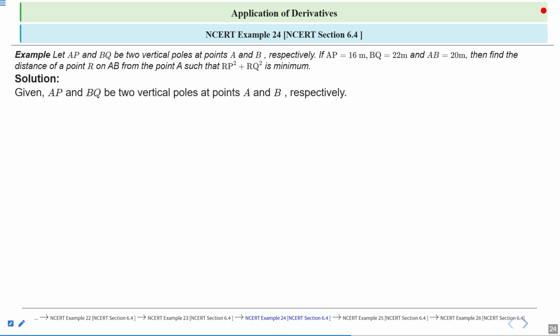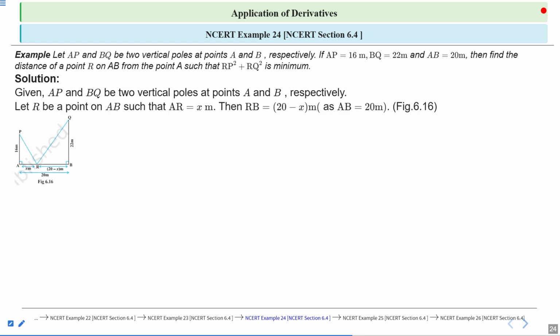Given AP and BQ are two vertical poles at points A and B respectively. Let R be a point on AB such that AR is equal to x. Then RB is equal to 20 minus x meter, as AB is equal to 20 meter. You can see the figure 6.16.